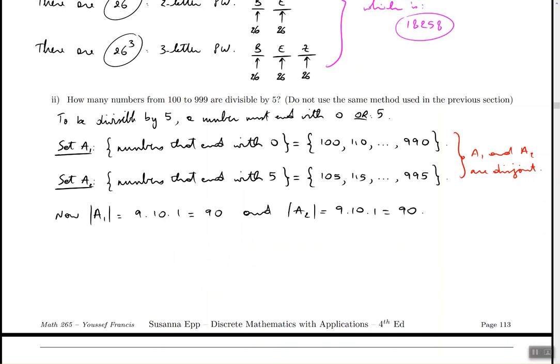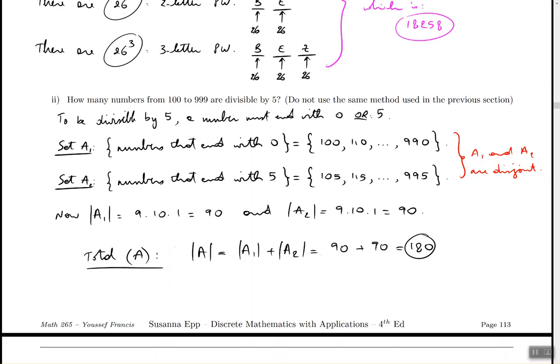And so now the final answer, the total of A, is going to be given by the following. The cardinality of A is going to be the cardinality of A1 and the cardinality of A2 together. So that's basically 90 plus 90, which is 180. So there are 180 three-digit numbers that can be divided by 5.